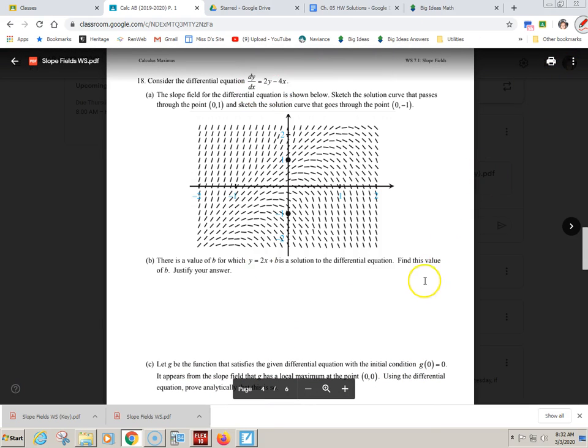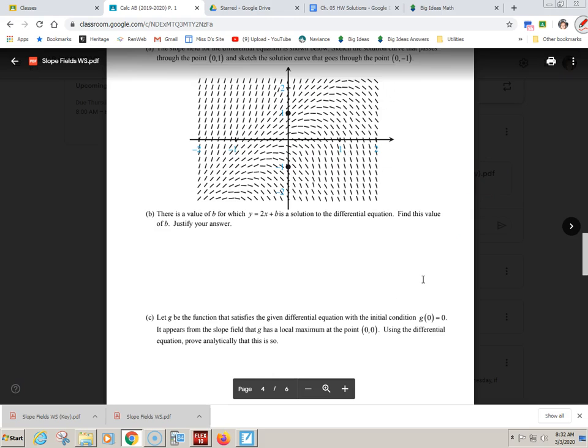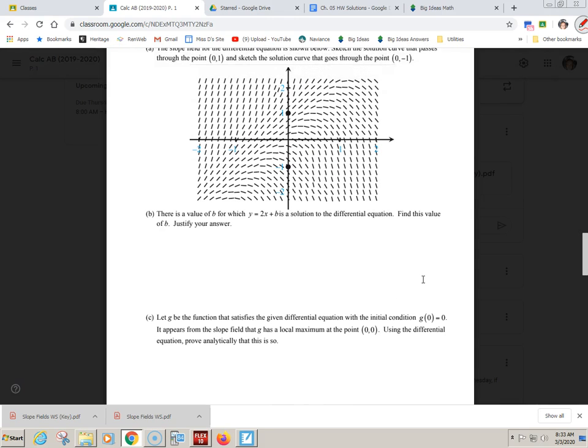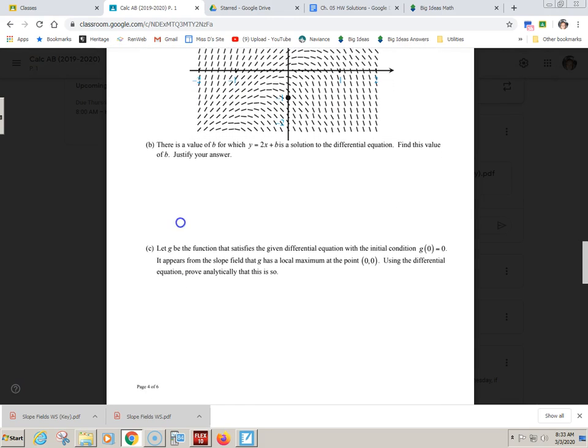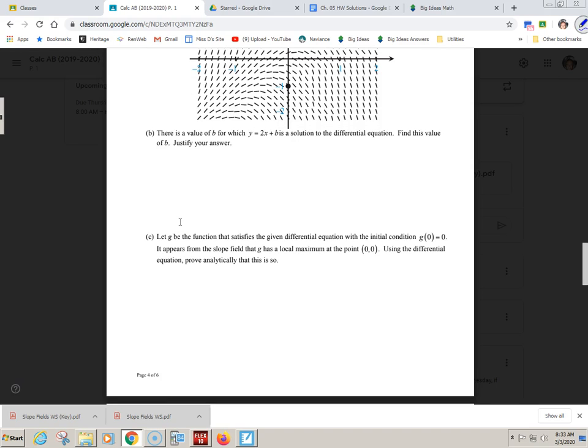Prove that this is so. They've told me to prove (0, 0). I'm not going to do this one all the way. I know the answer key has more information. They're saying it seems to have a max, but this appears to not be a proof.